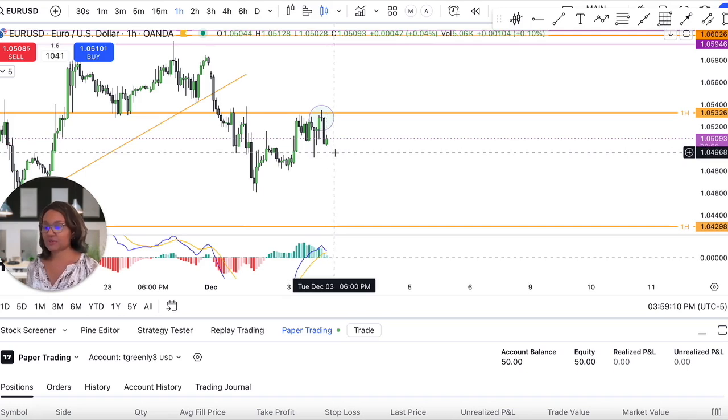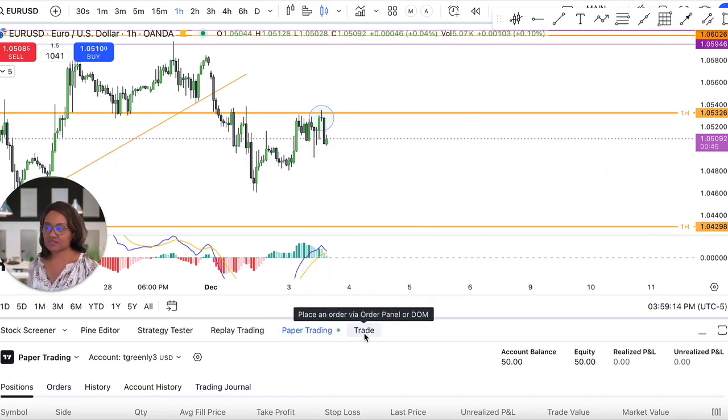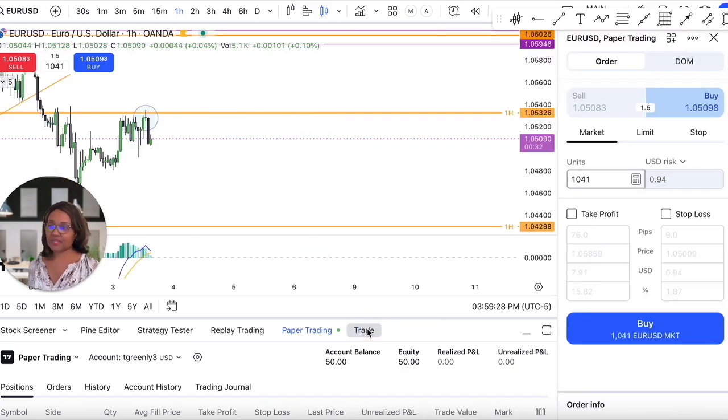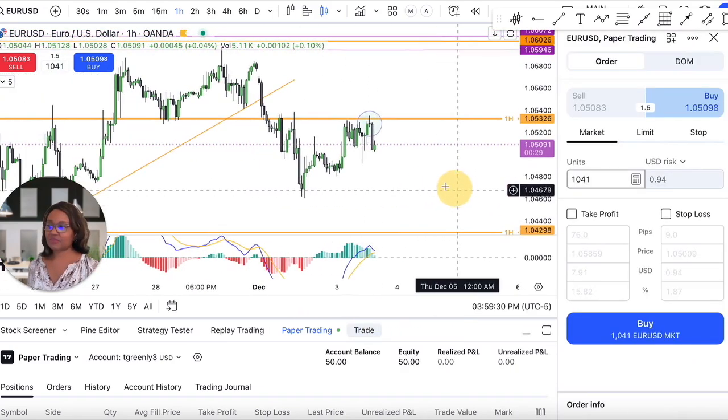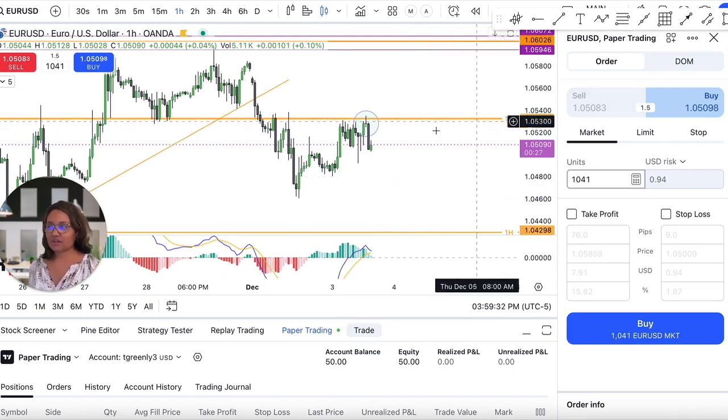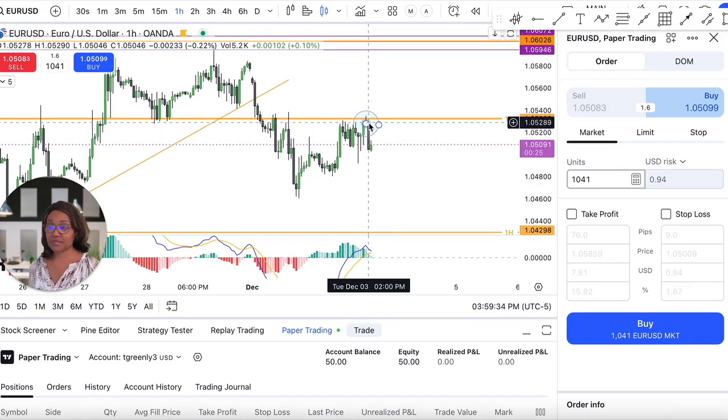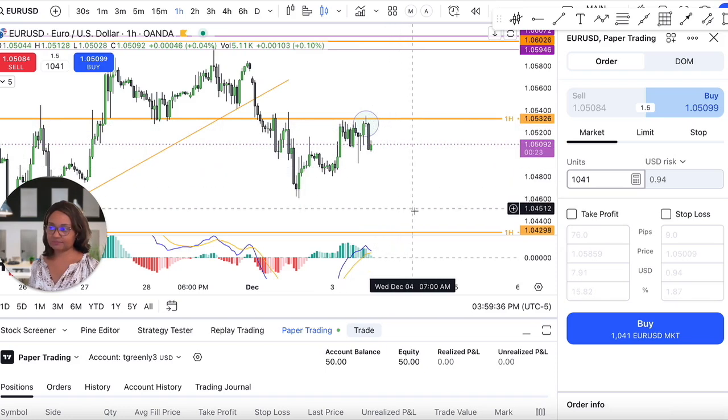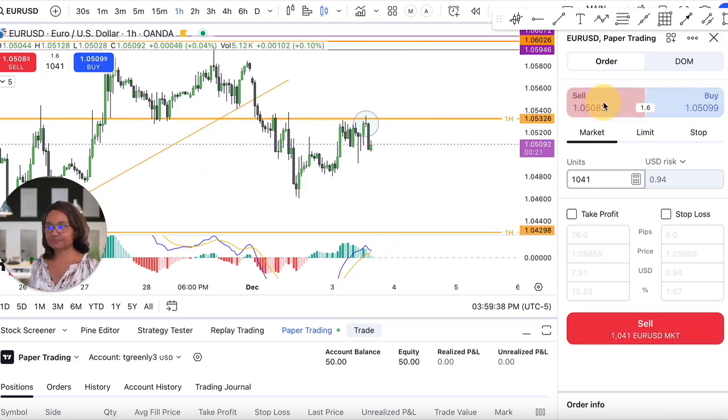All right, and so what I like to do is come over to this button here that says trade, and this is going to help us place an order using the order panel. So I click on trade, and then I look over here, and we're going to be taking a sell because we think price is going to go down. And so I would click sell, and then I would click on take profit and stop loss.